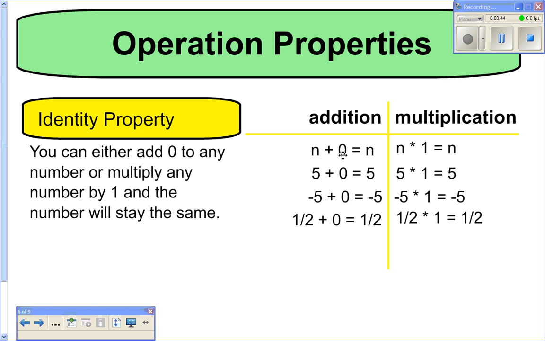So again, the identity property of addition and the identity property of multiplication say that if you're going to use that identity property, in addition you're adding 0, or in multiplication you're multiplying by 1, the number you're dealing with will keep its identity. It will remain the same.